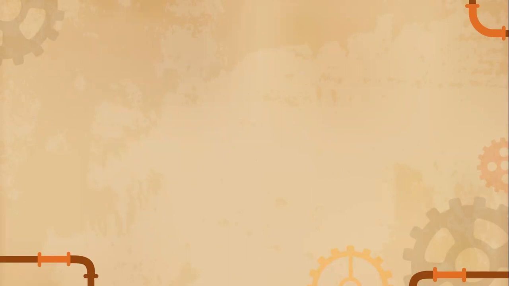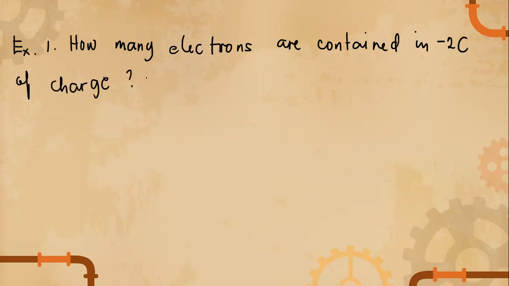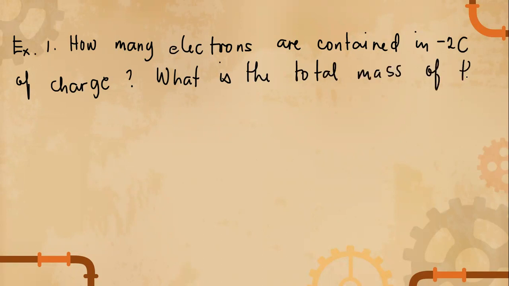Example number 1. How many electrons are contained in negative 2 Coulomb of charge? What is the total mass of these electrons?